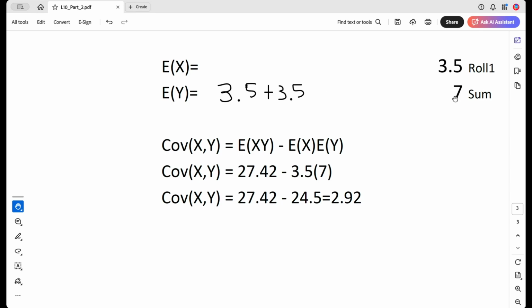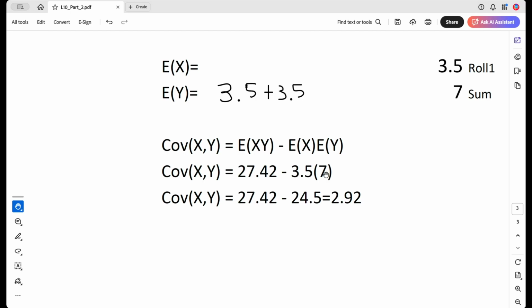Now you can do that the long way, listing all the different possible sums and doing out the definition, but we can use the property of expected value of a sum to just do the expressions one at a time. And so we just do 3.5 for the first roll plus 3.5 for the second roll, which is 7. And so that's where the 7 comes from.